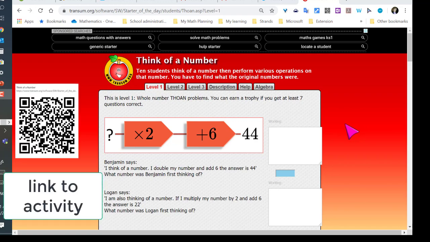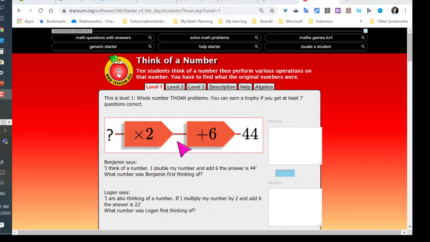Okay, so you're thinking of a number. If you multiply that number by 2, and then you add 6, the answer will be 44. Can you think of a strategy of how we can figure out what that missing number is? I think you are absolutely correct. Why don't we start with the answer, so 44, and then work backwards.